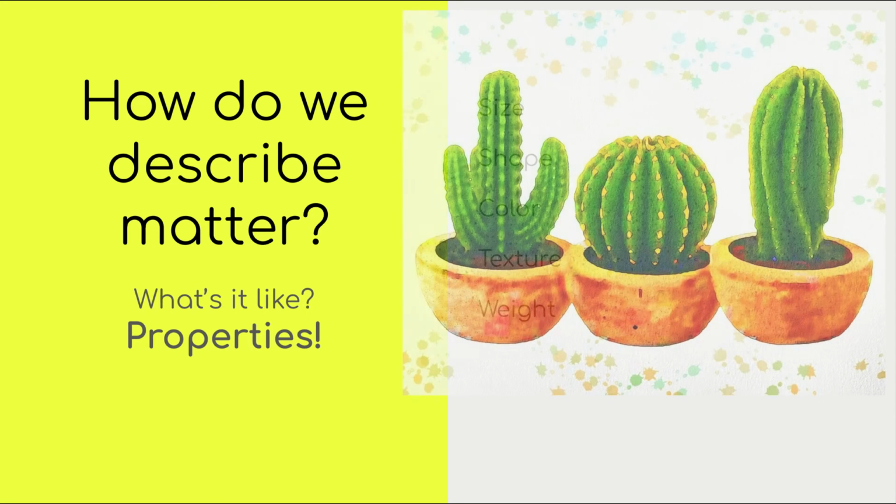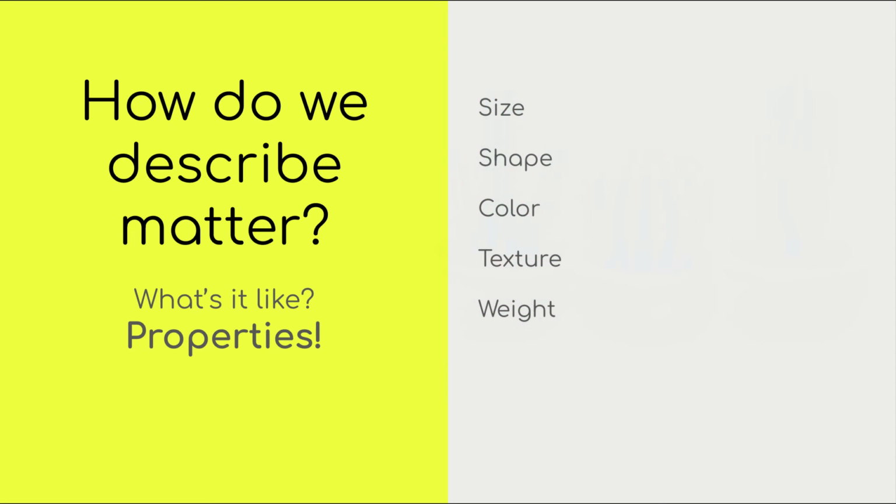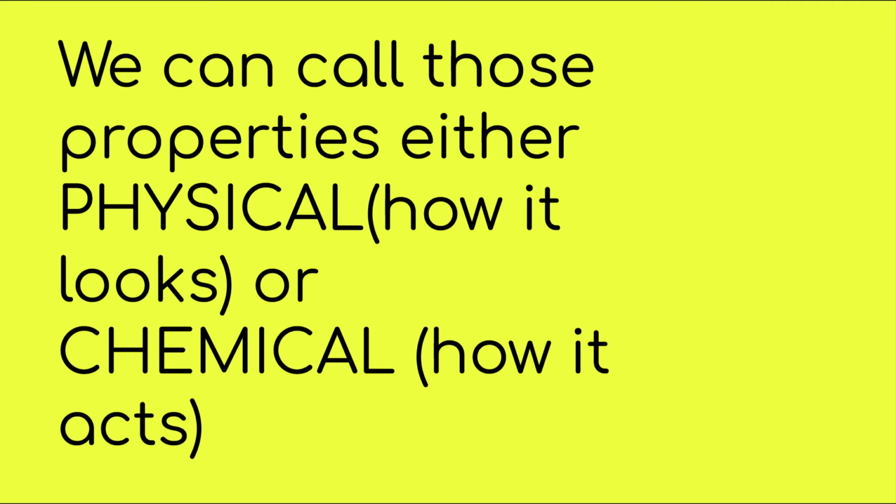Something good to think about, for example, is a cactus, right? A cactus is something that would be really easy to describe. Okay, it's prickly, it's green, they could be small, they can be large, and they have weight, but we would have to do something a little bit extra. We'd have to weigh them on a scale, but that's still a property. That's a way we could describe it. Is it heavy or light?